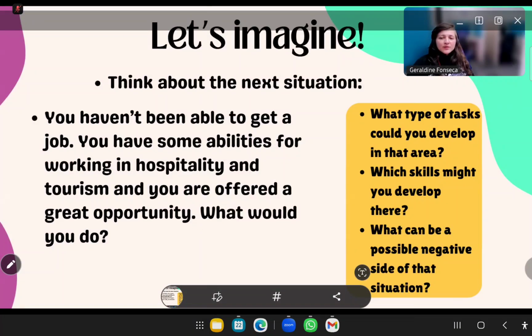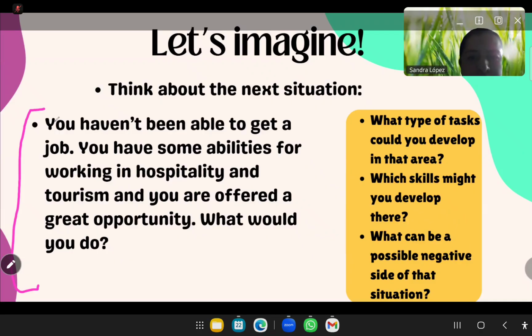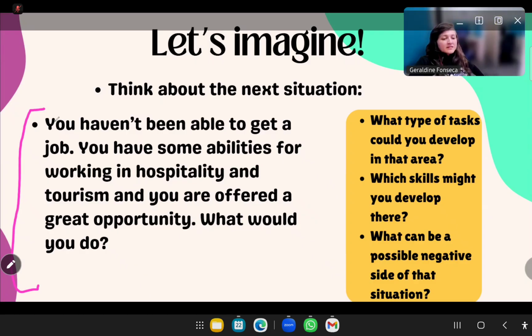Sandra, can you please help me read the instruction, the hypothetical scenario that is here, please? Think about the next situation. You haven't been able to get a job. You have some abilities for working in hospitality and tourism, and you are offered a great opportunity. What would you do? Good.